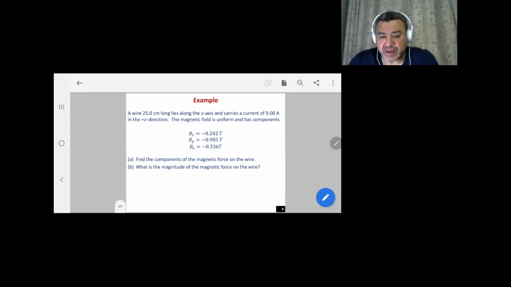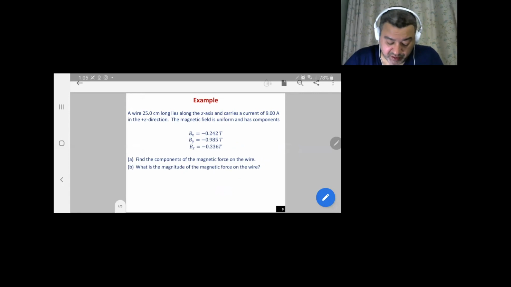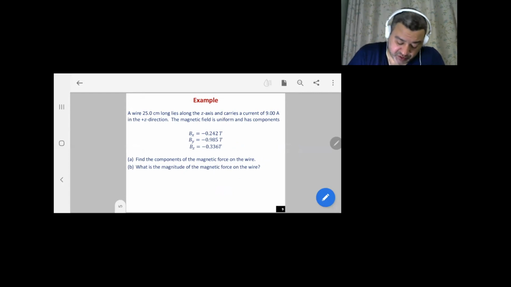Let's move now to this example. If you want to take a picture of this slide, do so, since I'll be switching to my notebook here.